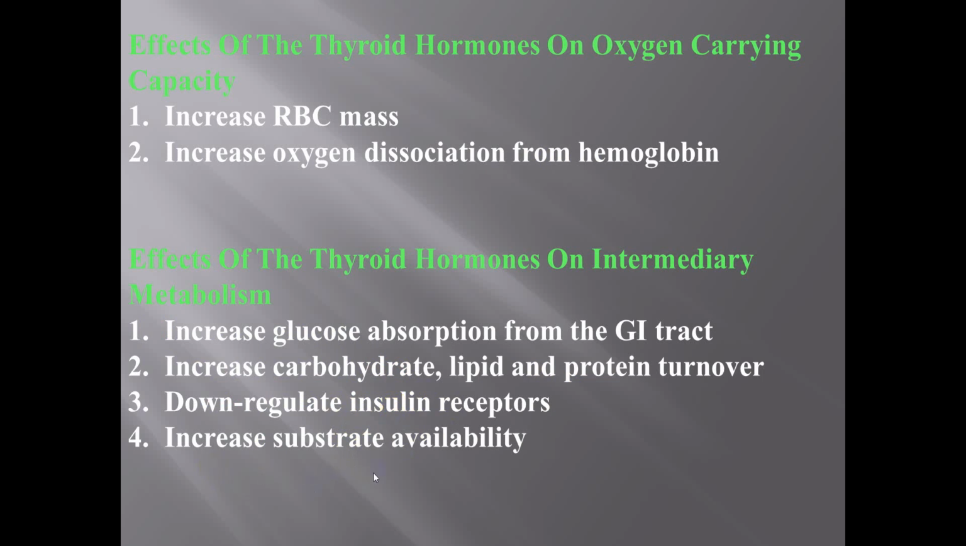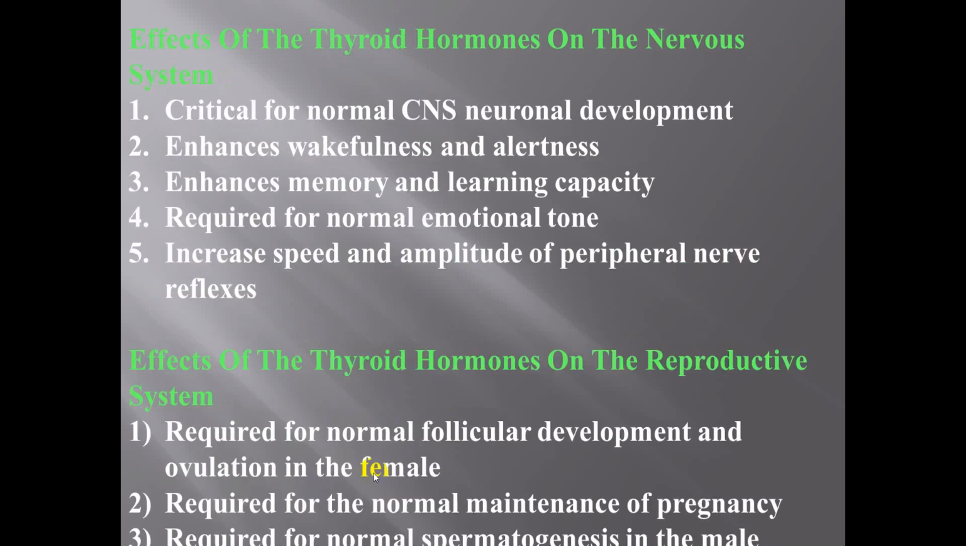increase substrate availability. Effect of hormones on nervous system: critical for normal CNS development, enhance wakefulness and alertness فيكون إنسان more نقول activity, enhances memory and learning capacity, required for normal emotional tone, will increase speed and amplitude of peripheral nervous reflex.